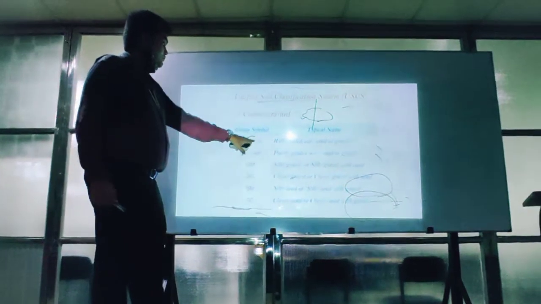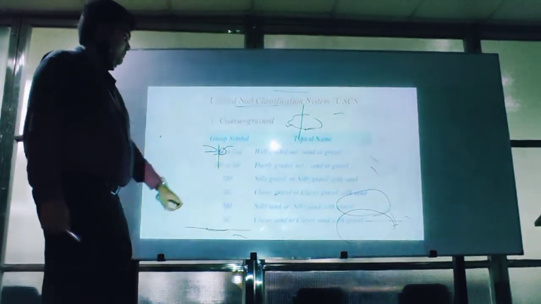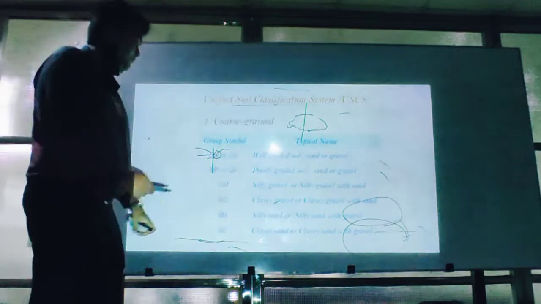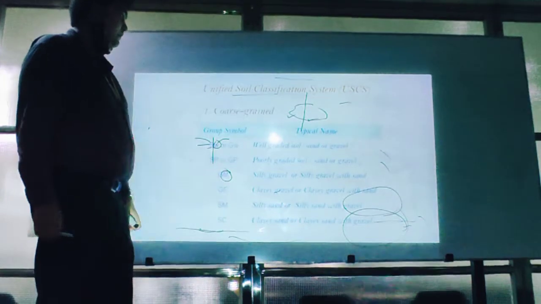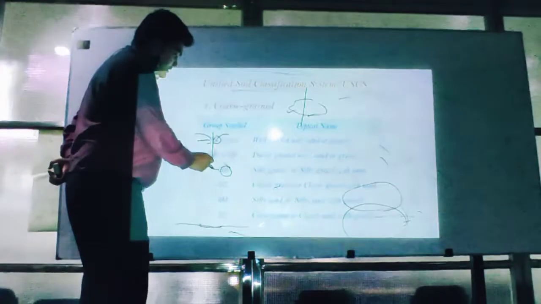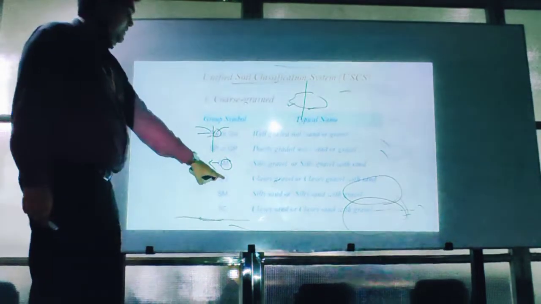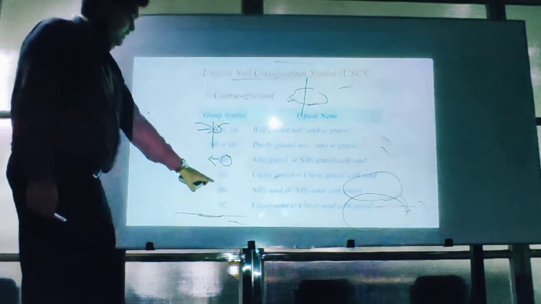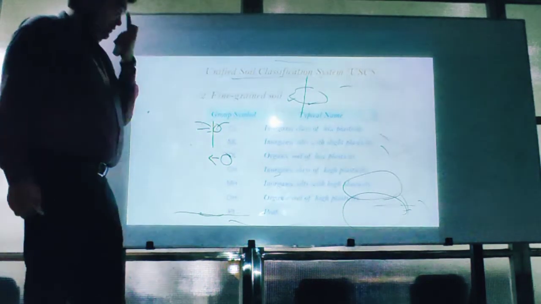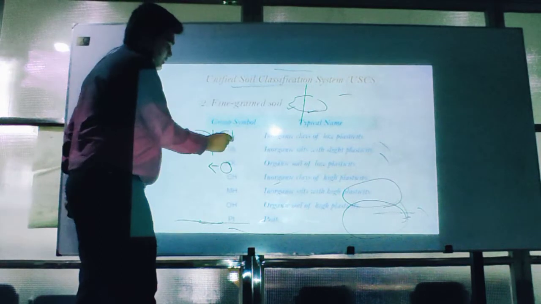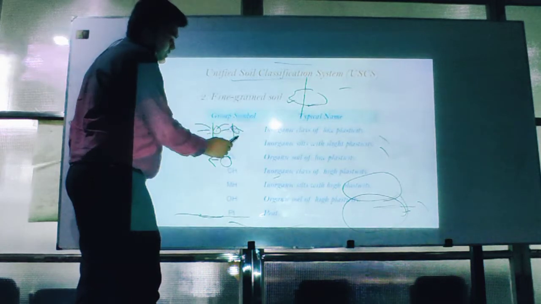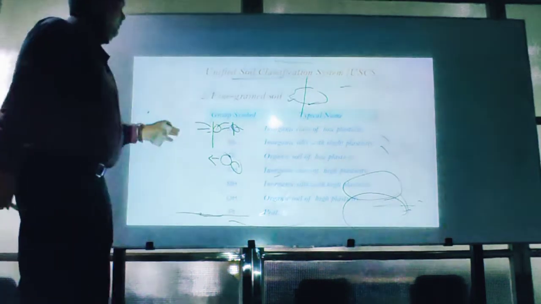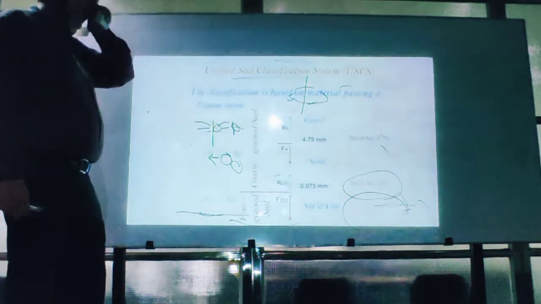This is introduced as GW. Then SP is also introduced as GP. This is poorly graded sand or gravel. Then M is silt. That means the silt particles are in gravel or sand, G is gravel, and GC is clayey gravel, SM the same. Then fine-grained soil: the left side portion is silt or clay and the right side portion is low plastic or high plastic.